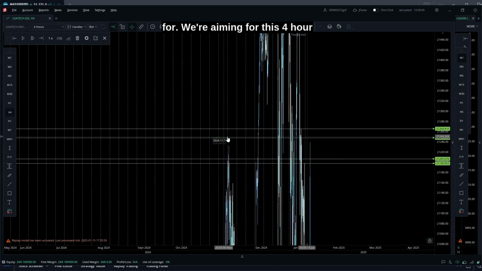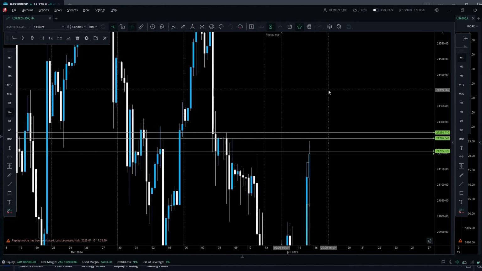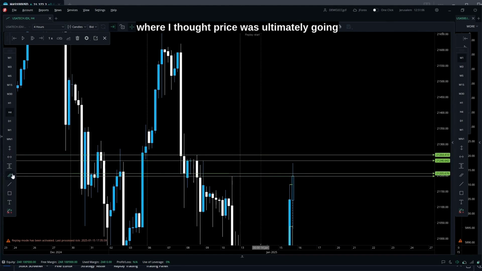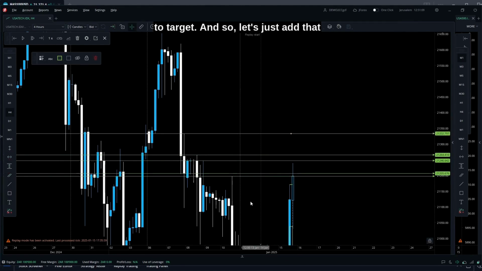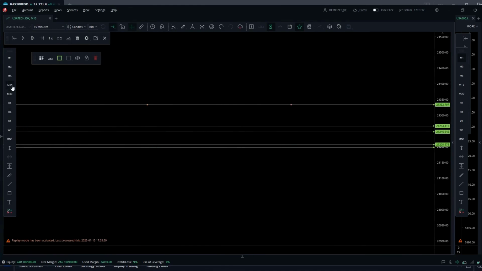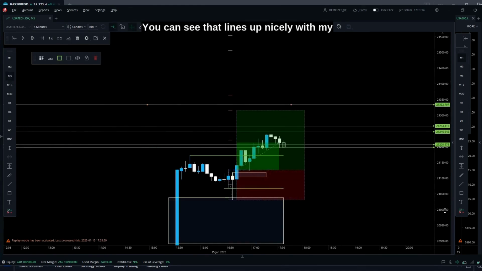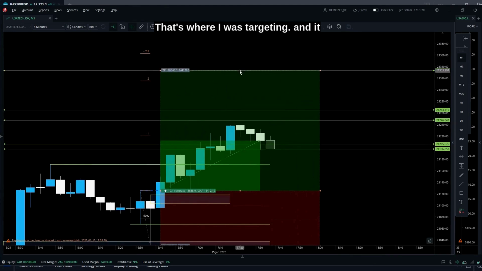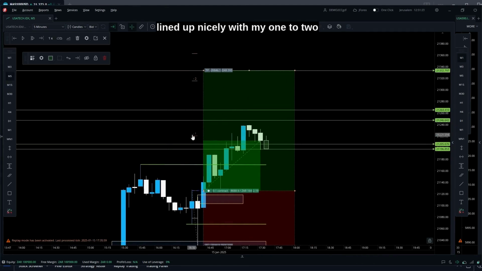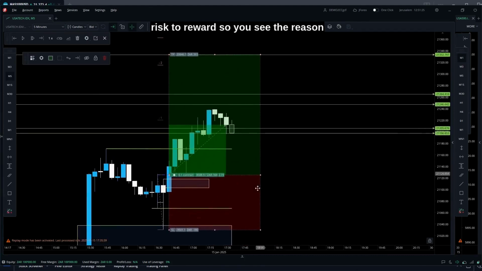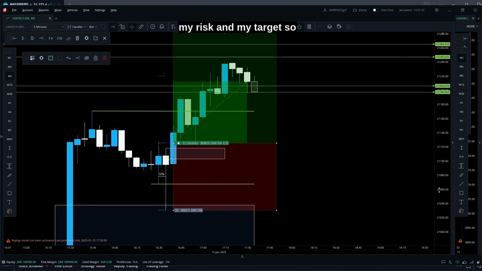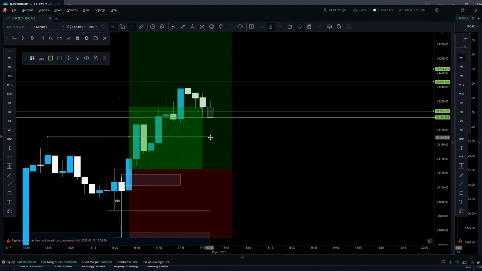We're aiming for this 4-hour fair value gap. You can see that this large fair value gap on the 4-hour was where I thought price was ultimately going to target. And so let's just add that target there. You can see that lines up nicely with my 2 to 2.5 standard deviations. That's where I was targeting. And it lined up nicely with my 1 to 2 risk to reward. So you can see the reason why I took this trade and where I put my risk and my targets.